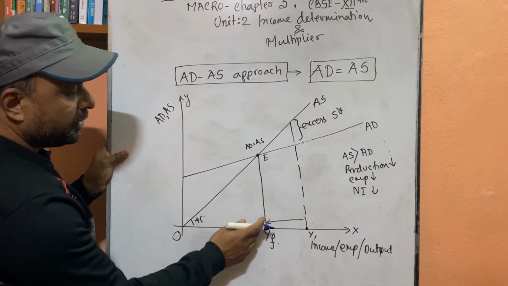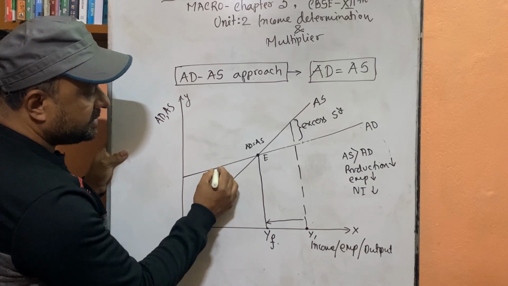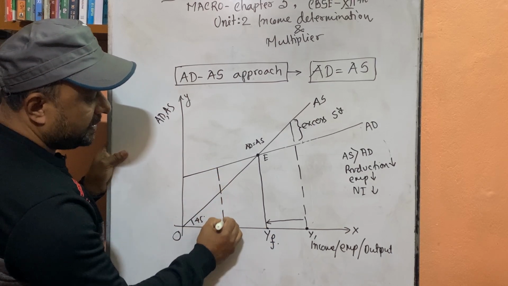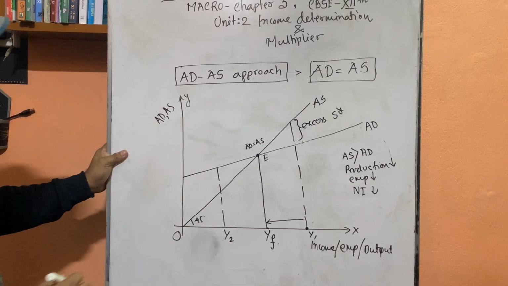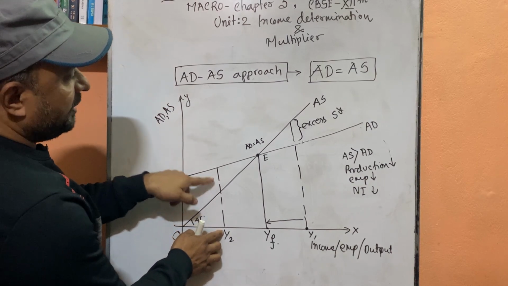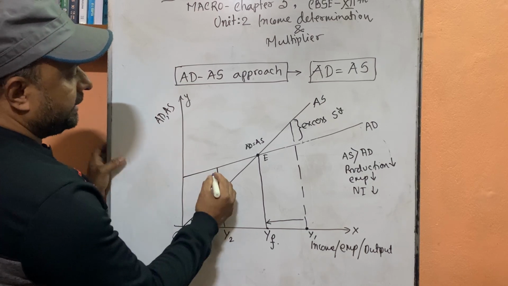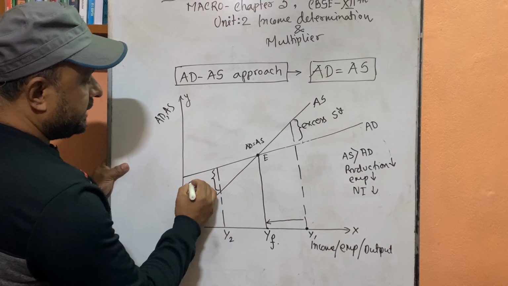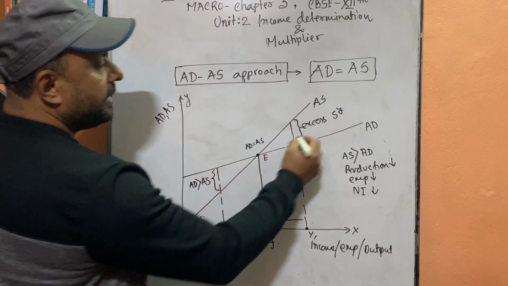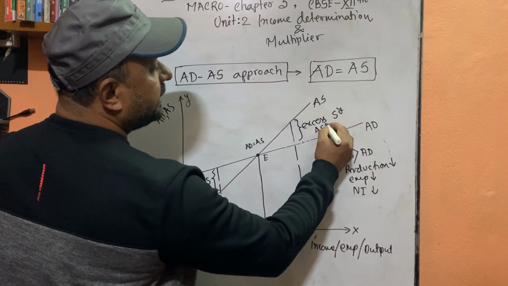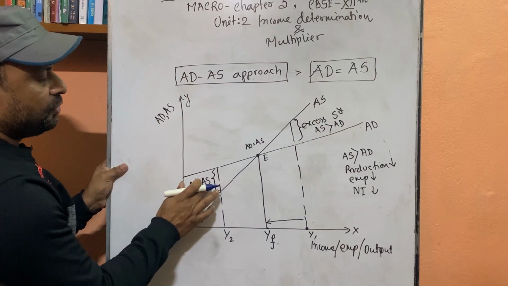Okay, now just the reverse. If the country is producing less than the equilibrium level, suppose the country is producing at the Y2 level, then what happens? Now see, there is less aggregate supply, more aggregate demand. AD is more than the AS. Here it was aggregate supply more than aggregate demand. Now aggregate demand is more, supply is less.